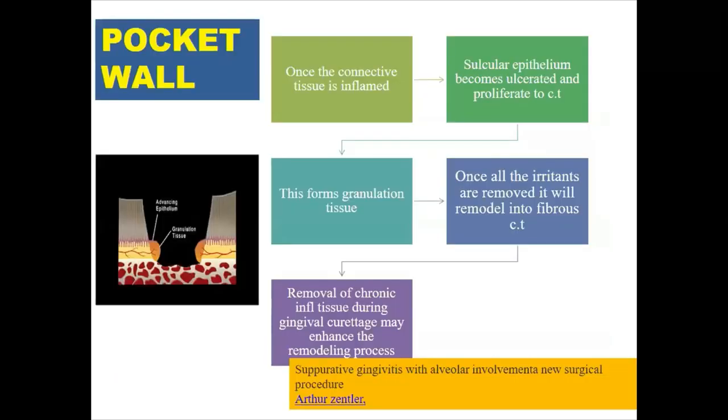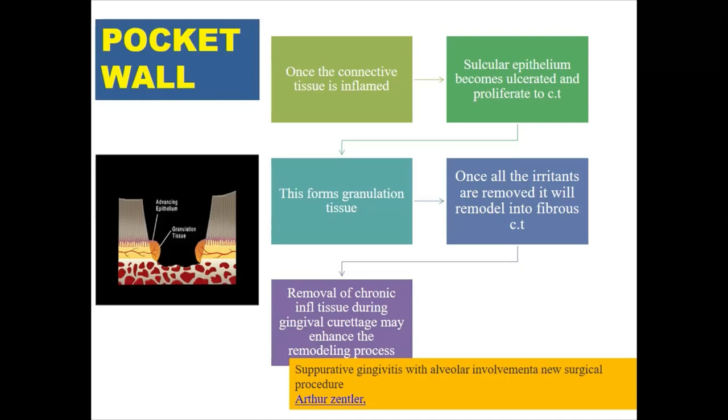So what changes take place when inflammation and suppurative gingivitis happen? First of all, once the connective tissue is inflamed, the sulcular epithelium becomes ulcerated and there is immense proliferation of the connective tissue. This in turn results in the formation of what we know as granulation tissue. When you come to the clinics, you'll be able to appreciate patients in whom gingival inflammation and pockets are present. And when we start different perio procedures, the granulation tissue comes out. This granulation tissue is nothing but ulcerated and hyperproliferative connective tissue.